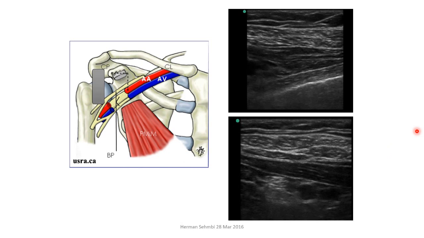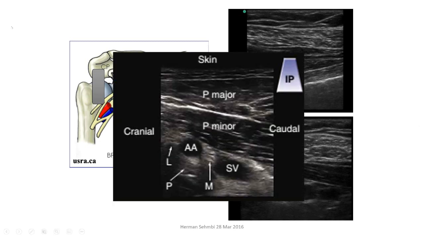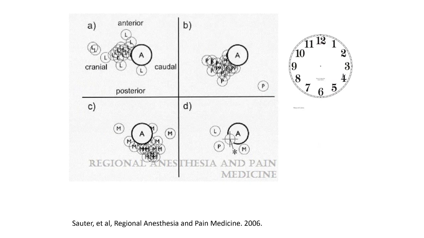Position of the cords around the artery is quite variable. In this MRI study, they studied 20 volunteers to see the distribution of the cords around the axillary artery. So if you consider the artery to be the center of the clock face, then the cords are located between 3 o'clock and 11 o'clock position.